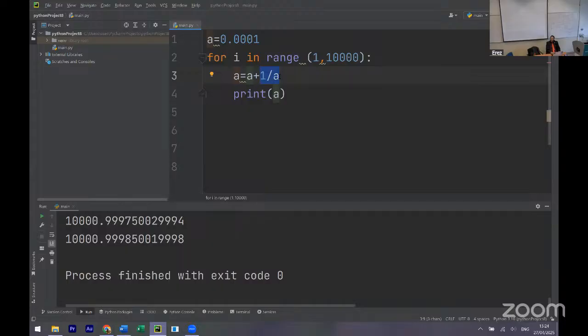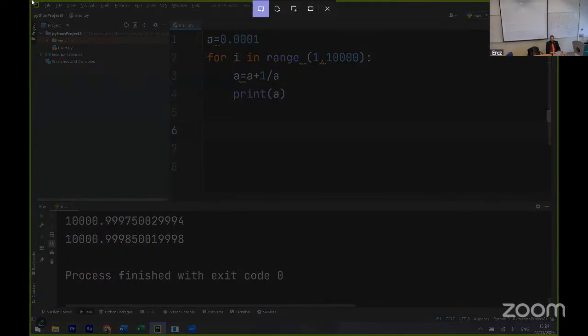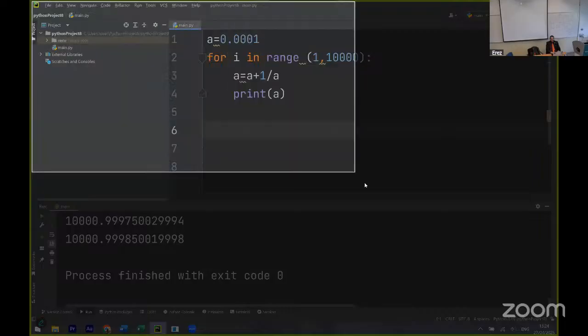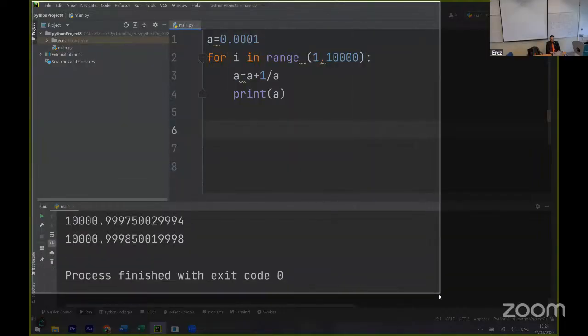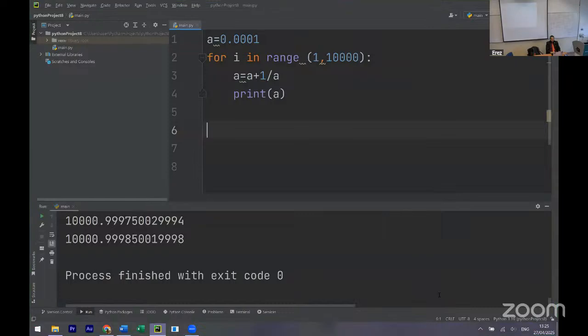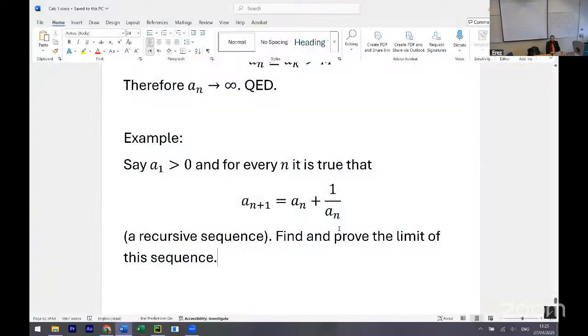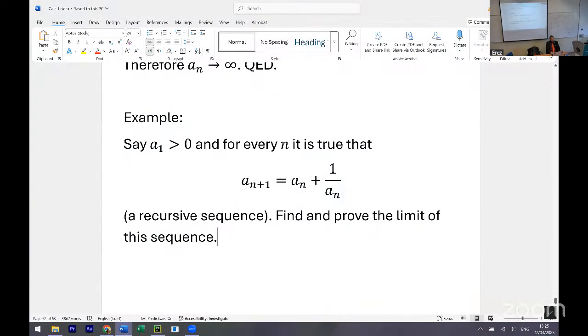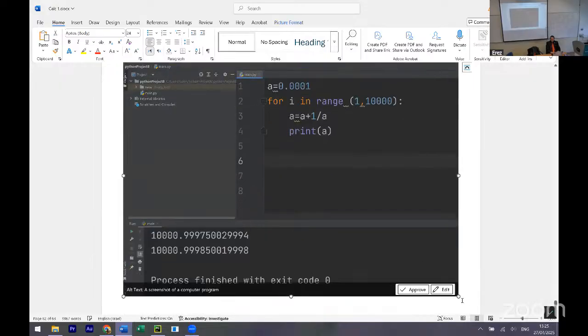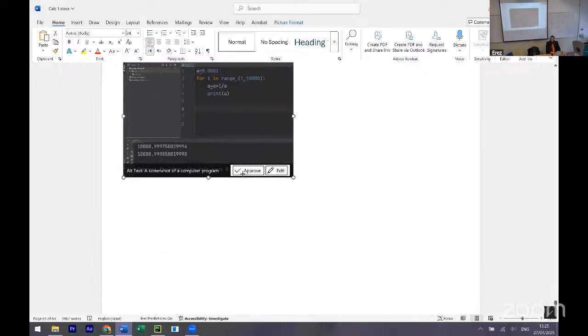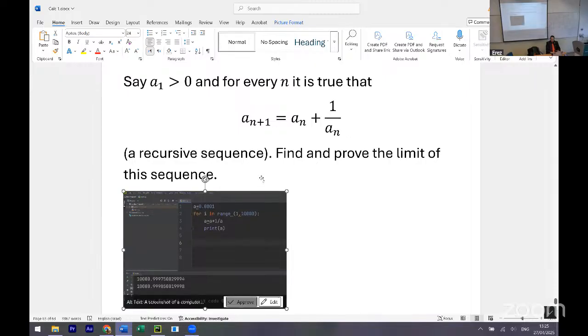So our experiment, let's just say, gives us the hypothesis that the limit is always infinity. The question is how to prove such a thing. Is it infinity? It's weird, because the amount it increases is always lower. What?